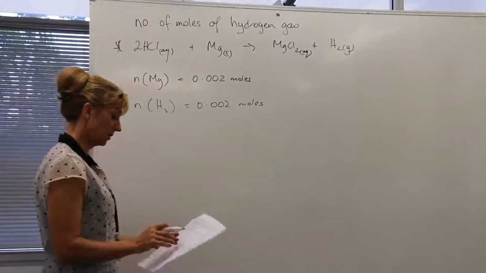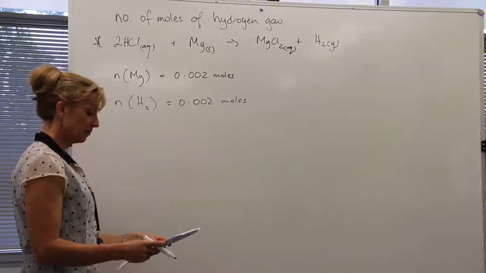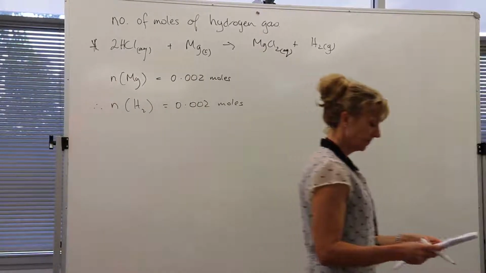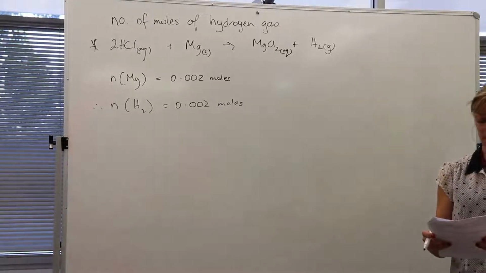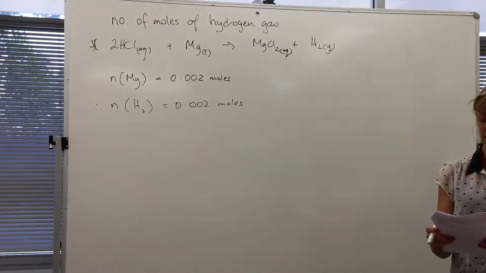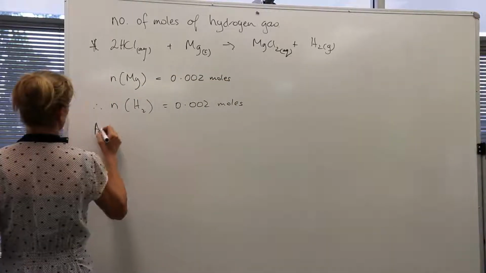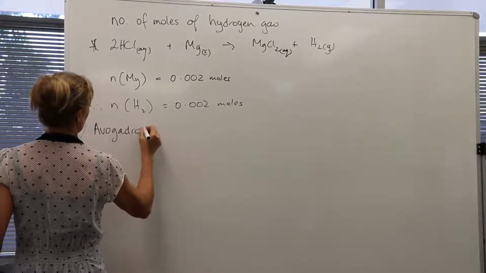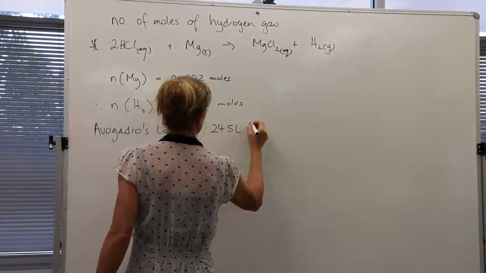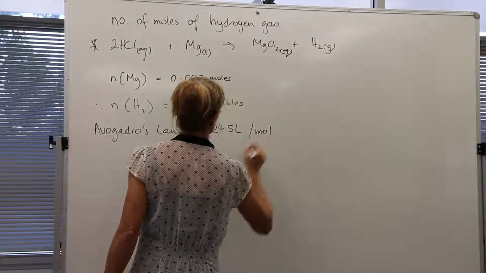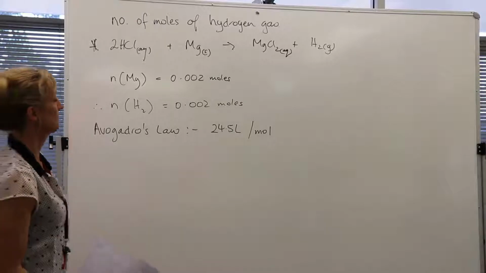So, going to the next question, so we're keeping you on track here. It says, calculate the number of moles of hydrogen gas produced. And then calculate the theoretical volume of hydrogen gas produced at SLC. So, what do we know? Avogadro's law says it's 24.5 litres per mole of gas. But we don't have 1 mole, so it's not going to be 24.5. It's going to be a fraction of it, isn't it?